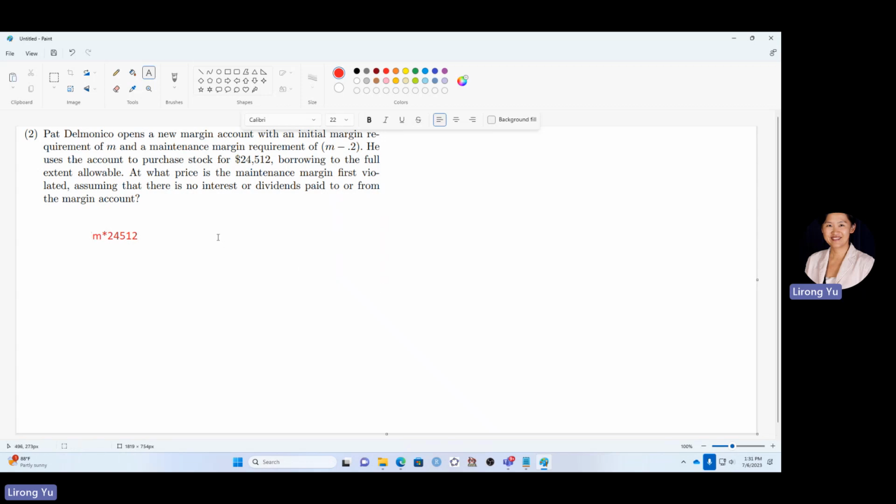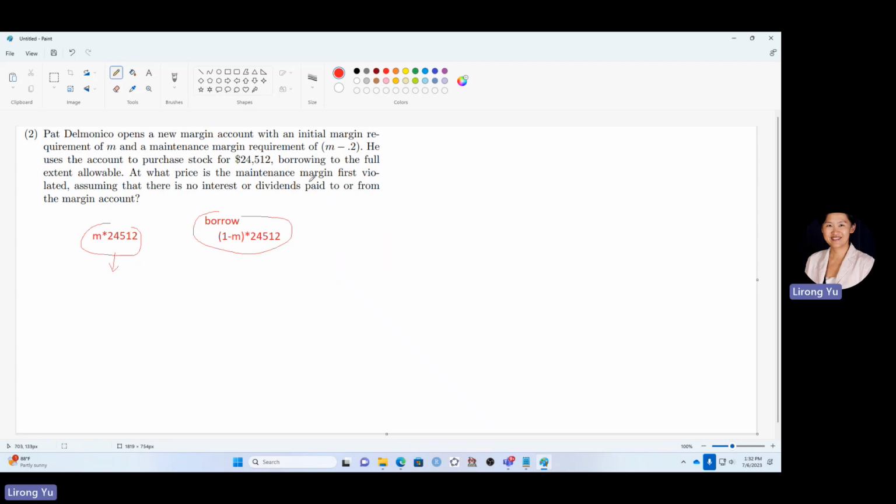That's your money. And then the other amount, 1 minus M, whatever the M number is, 1 minus M times 24512, will be borrowed. Together, the two make up the 24,512. That's how much you have to purchase the stock. So now you have the stock, even though this part is your money and this part is borrowed money. And this is what's in your margin account.